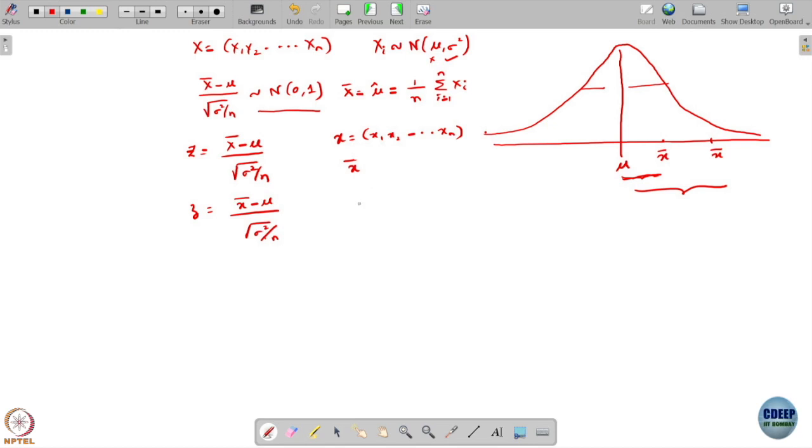Okay, now let's ask the question, what fraction of the time is the difference going to be small? If the fraction of the time this difference is going to be small, then maybe it is good, your test is good. And if the fraction of the time this difference is going to be large, maybe you are not actually capturing the true population mean.